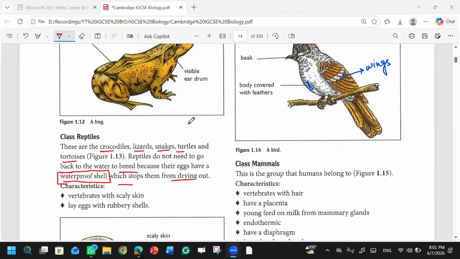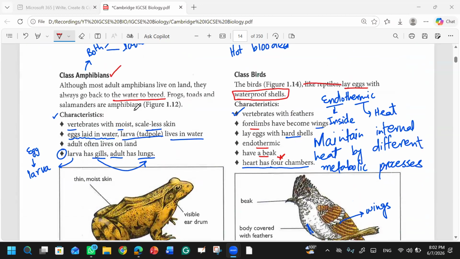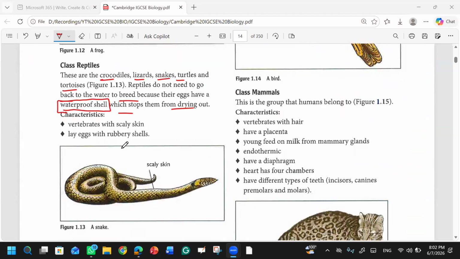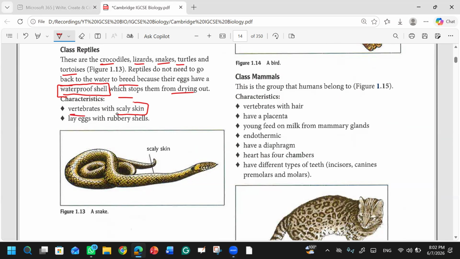We were discussing the class reptiles, and I told you that there are crocodiles, lizards, snakes. They all are reptiles. The difference between the class reptiles and the class amphibians is that amphibians need water to lay eggs. They go into the water and then they lay eggs. On the other hand, reptiles lay eggs on the land. They don't need water. They have waterproof shells. Some characteristics of the class reptiles are, they are vertebrates, the most important thing, with scaly skin. Their skin is scaly, just like the skin of fishes, right?